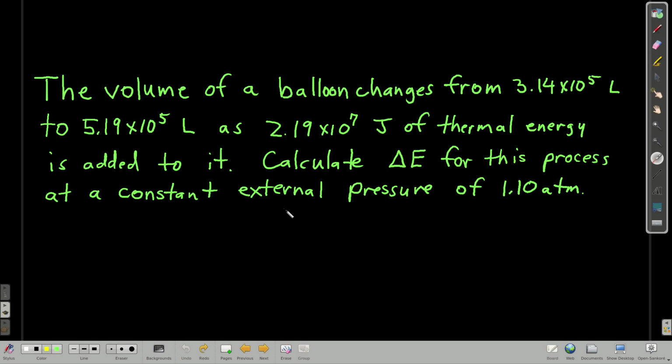Let's look at another example. Let's say we have a balloon, all right? A big balloon, and it starts out at 3.14 times 10 to the fifth liters and expands to 5.19 times 10 to the fifth liters by gaining 2.19 times 10 to the seventh joules of thermal energy. So we're heating it up, like a hot air balloon. We want to calculate the change in internal energy for this process at a constant external pressure of about 1.1 atmospheres.